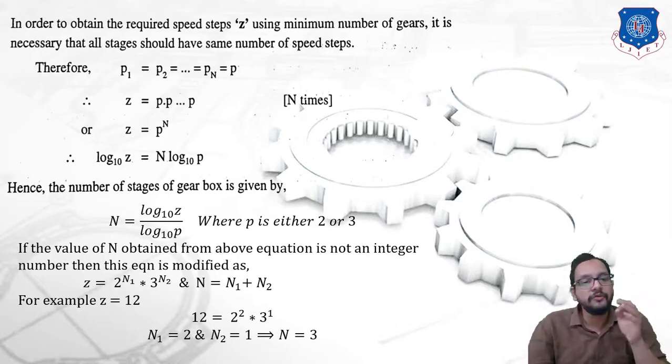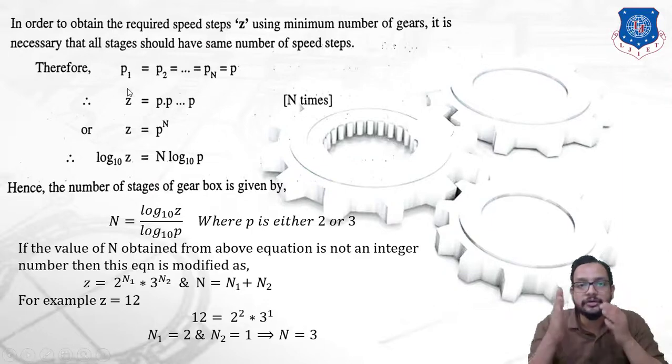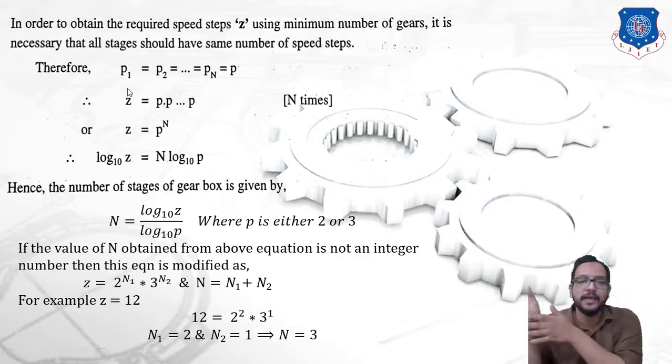Now if the value of n obtained from the above equation is not an integer number, integer number meaning it is a fraction, then we need to modify this equation in the following manner. So our generalized equation was what? Z is equal to P1 into P2 into P3 up to Pn, right?